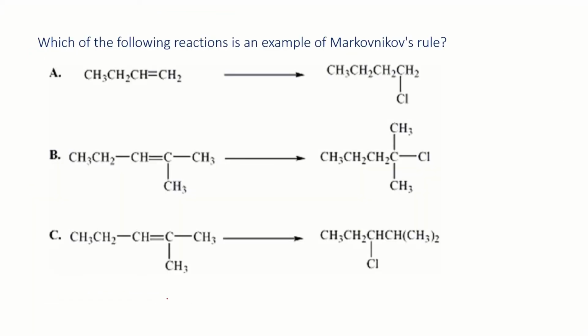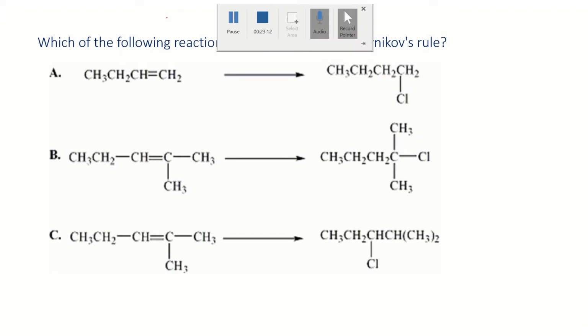Herein, we have a question: which of the following is an example of the Markovnikov rule? The Markovnikov rule is where the halide, if adding an alkyl halide, hits the more substituted carbon. So could you guess or work out which one this is? I will pause right here for you to work on this problem.